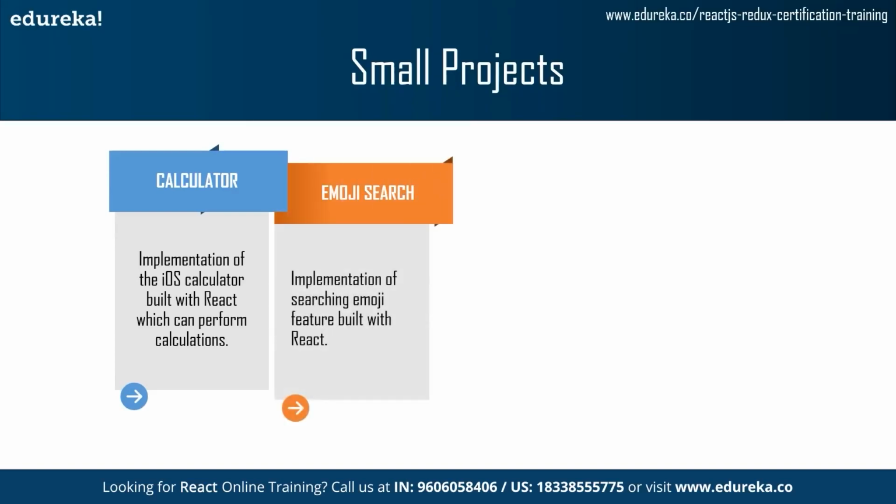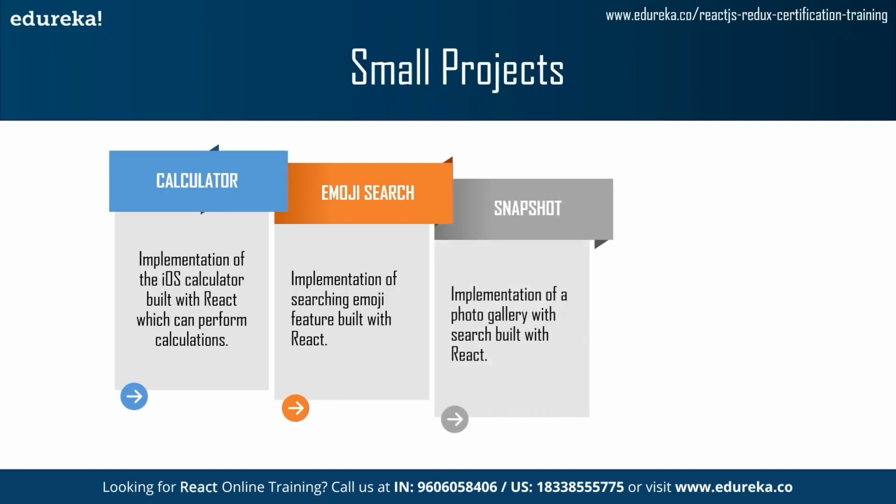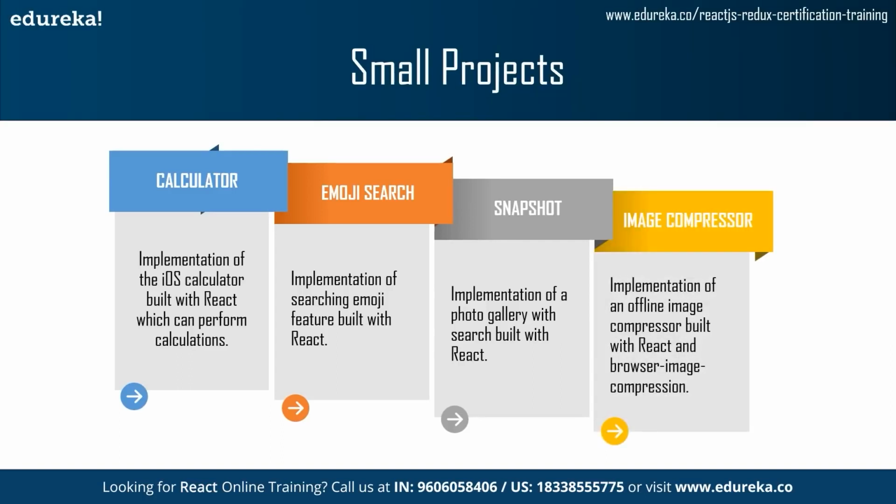Talking about emoji search, a React app for searching emoji. So everyone in daily life uses some chatting app where we can't do without appropriate emojis or emoticons. So you can just create that emoji search feature using React.js. Talking about snapshot, a photo gallery with search. We can search a particular picture with the associated keywords or tags, and that's what we need to do in a snapshot using React. Talking about the image compressor, an offline image compressor built with React and browser image compression.